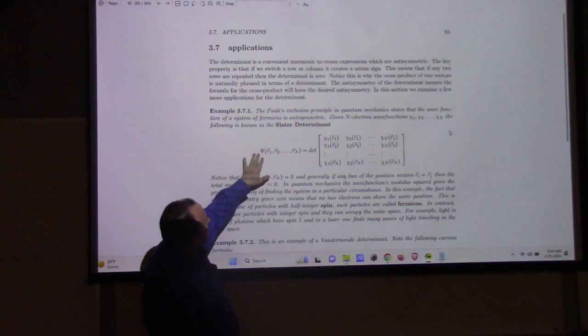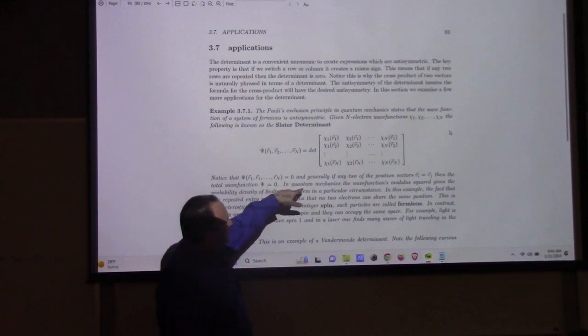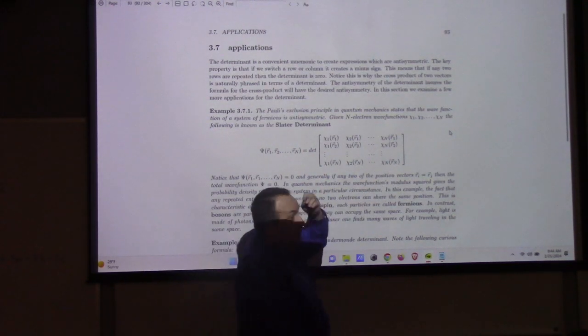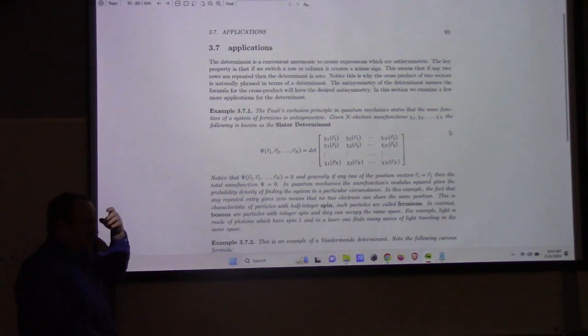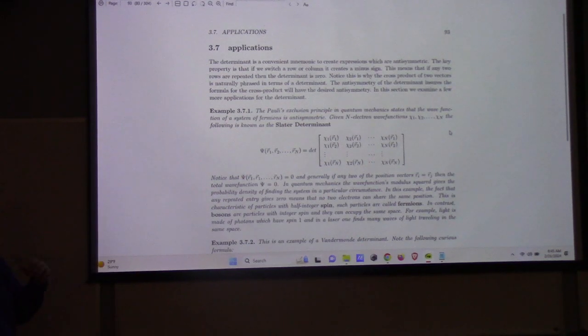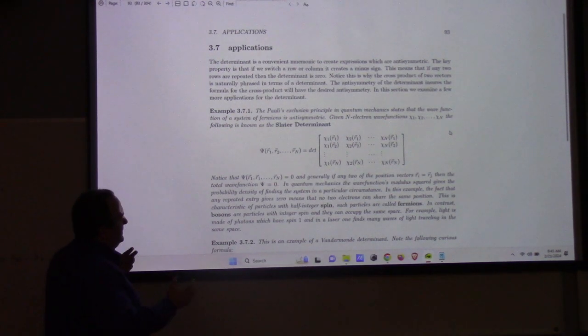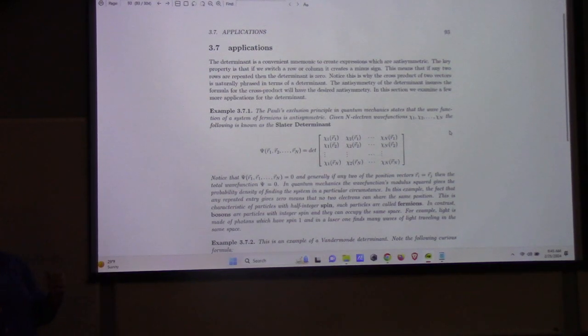In quantum mechanics, you might have a bunch of wave functions, chi1 through chi n. A wave function is something you study in quantum mechanics, and it's just a function of position. Now, this is for a system of fermions. Fermions have this property that you can't have two fermions in the same physical space, well, with the same set of quantum numbers anyway. In contrast, bosons can kind of occupy the same physical space.